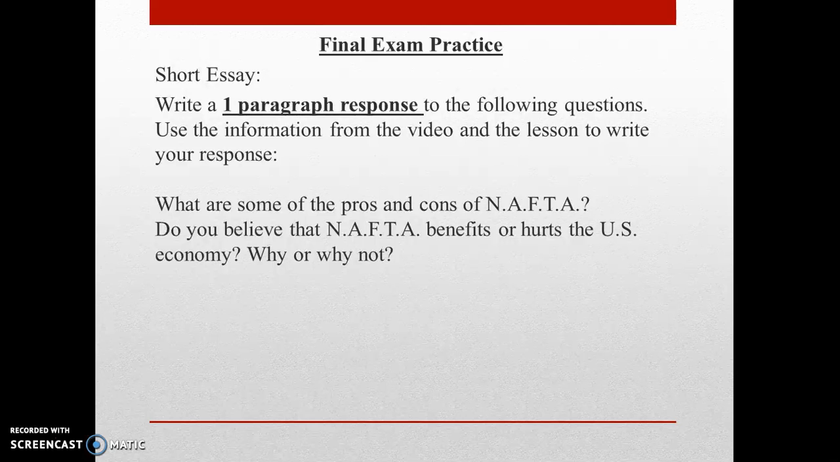And actually, as we speak, NAFTA is being renegotiated, so we'll see if it even exists, if they will keep the name, or if they're going to change it to something else. So we will see, but in its current format, and based on the readings in the class and the video, what are some of the pros and cons of NAFTA, and do you believe that NAFTA benefits or hurts the U.S. economy? Why or why not?